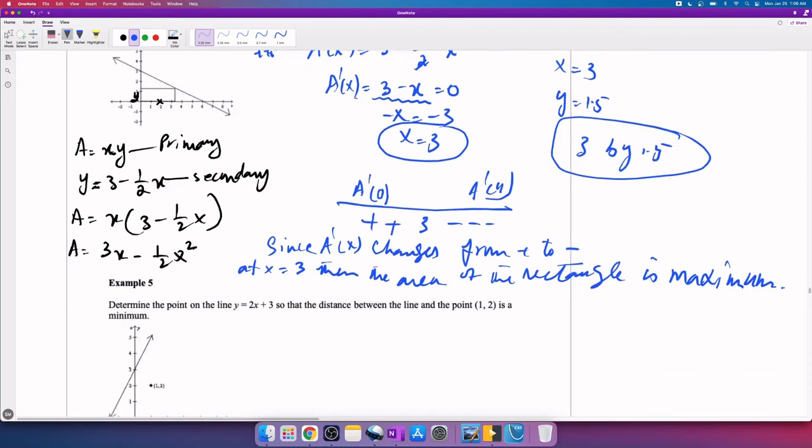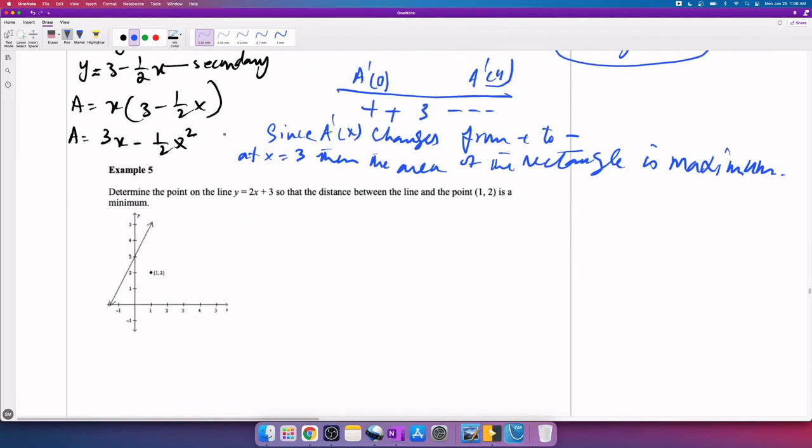Example number 5. Determine the point on the line y equals 2x plus 3, so that the distance between the line and the point (1, 2) is a minimum. You can pick any point on the line. If I pick this point on the line, they said that the distance between the line and the point (1, 2) is a minimum.